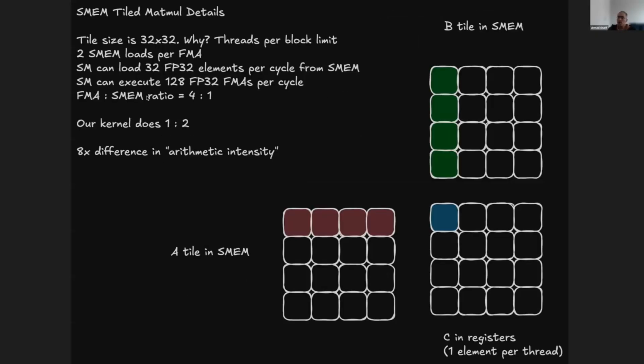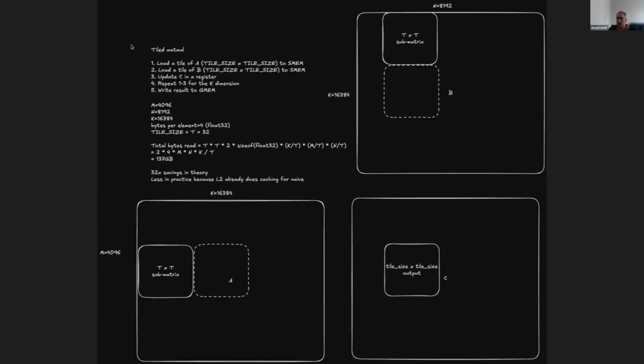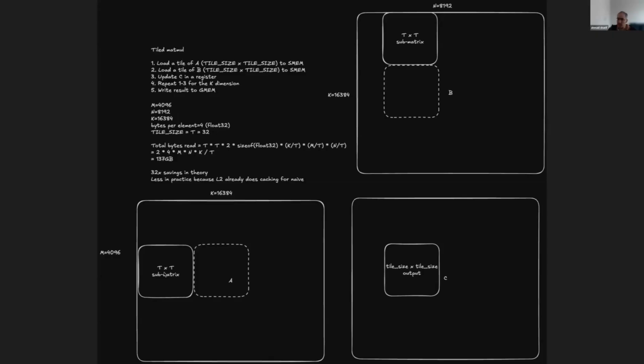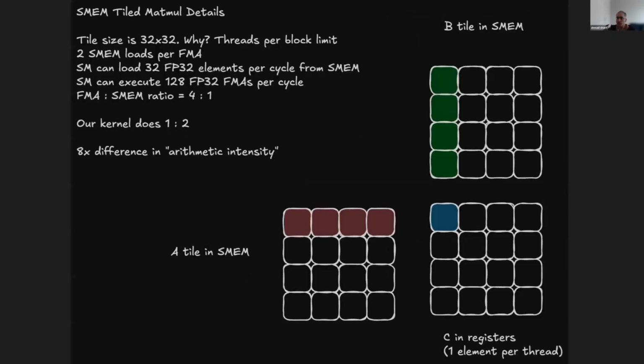One question that you may have is why I chose a 32 by 32 tile here. There's a reason for it, because tile A and tile B have to fit in shared memory, and there's a limited amount of shared memory per SM. There's 256 kilobytes of shared memory in the SM, and that's why I'm using 32 by 32.